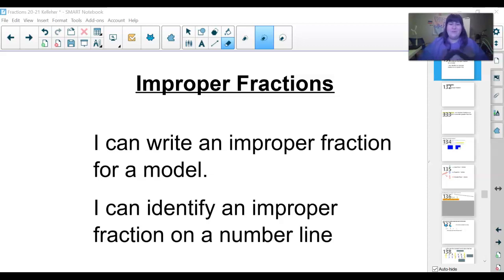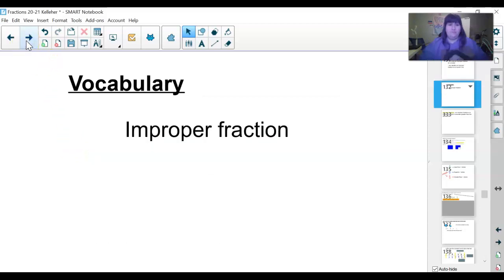Hey friends, today we're going to learn about improper fractions. By the end of the lesson, you want to be able to write an improper fraction for a model and identify an improper fraction on a number line.